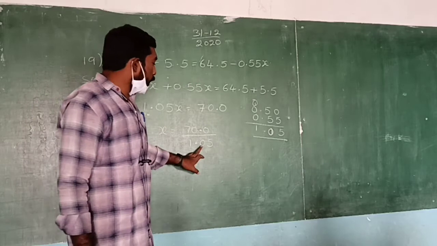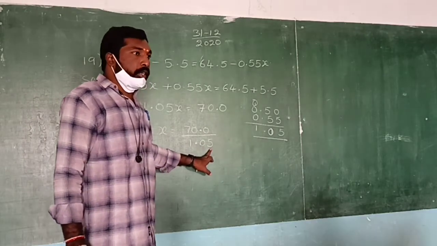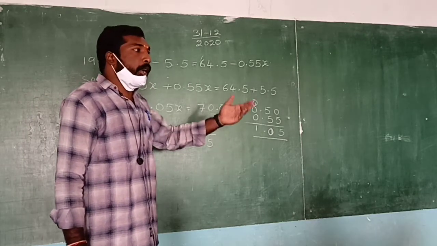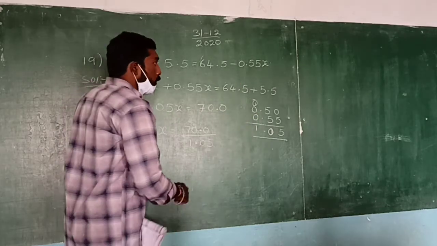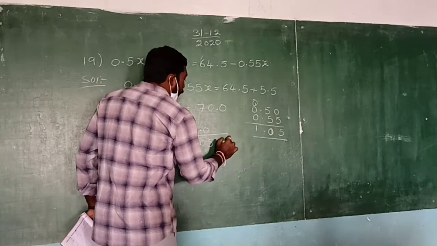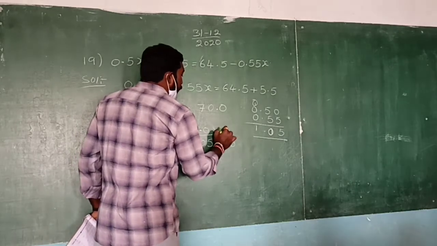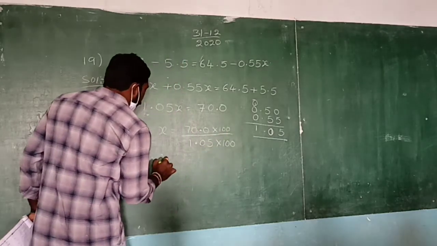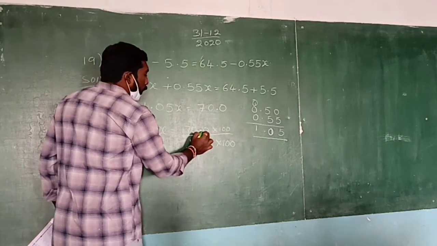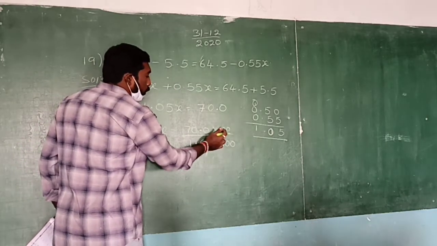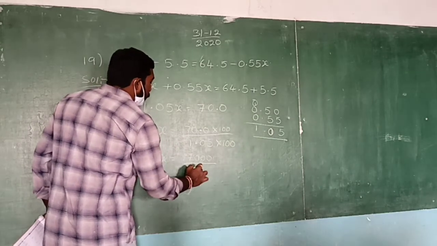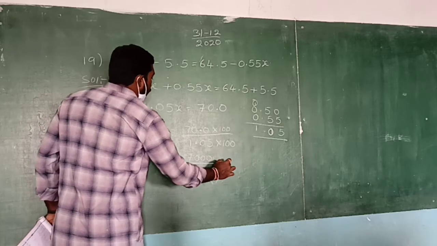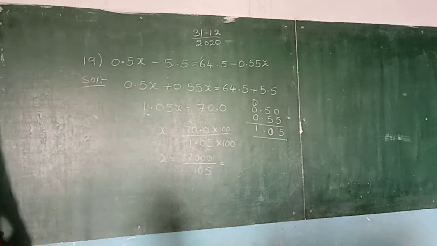So 2 digits means with what number do you have to multiply? 2 zeros, that contains 100. Multiply with 100 in both numerator and denominator. So x is equal to 7000 by 105. Divide these two: 7000 divided by 105.